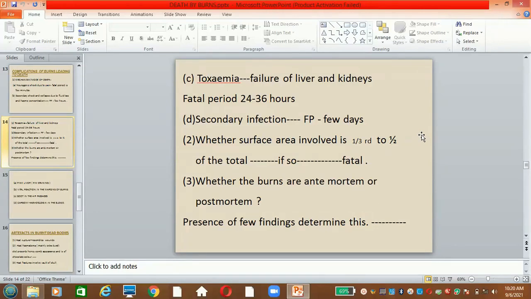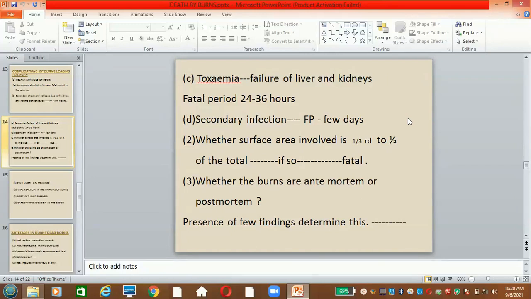It is said that when the area involved is one third to half of the total, the outcome is fatal. Another medico-legal aspect, and a very important question to decide on autopsy examination, is whether the burns present on a dead body are antemortem or postmortem, whether they were produced before death or after death.